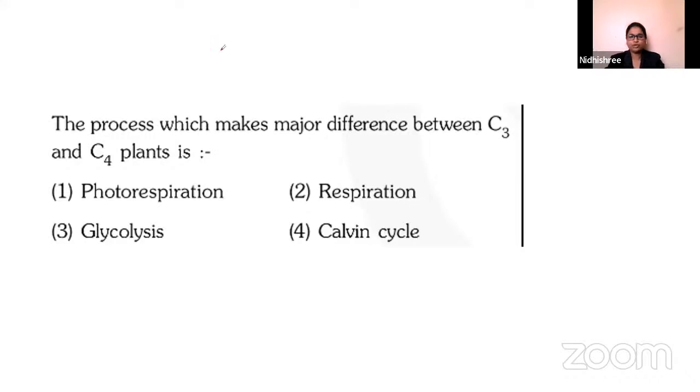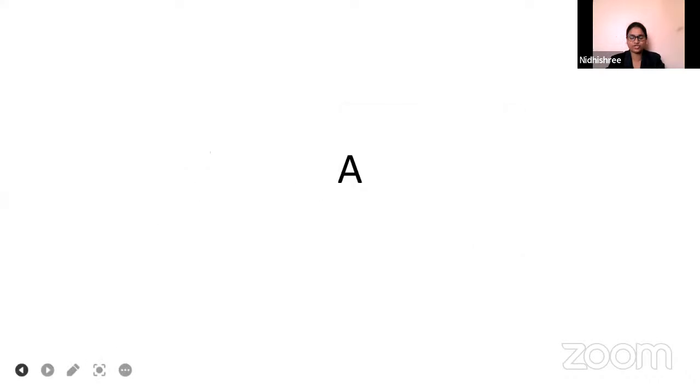Okay. YouTube students answered as option D. Kavita, option D. Afroz, option D. Dyuti, option D. Parvati, option D. Kumar, option D. Praveen, option D. Most of you are voting for option D, that is Kelvin cycle. Dyuti, option A, photorespiration. Okay, Dhamini, option A. So the right answer here is option A.